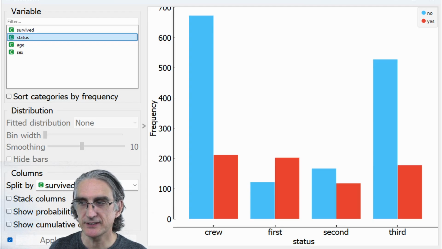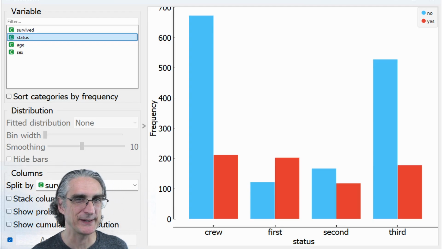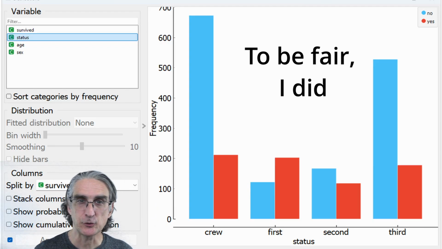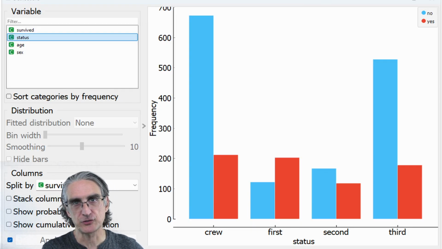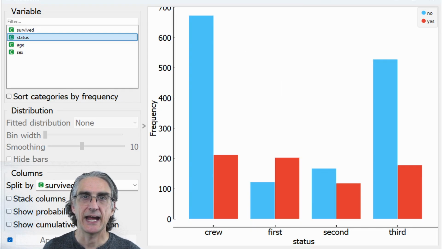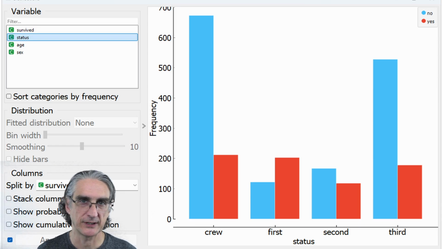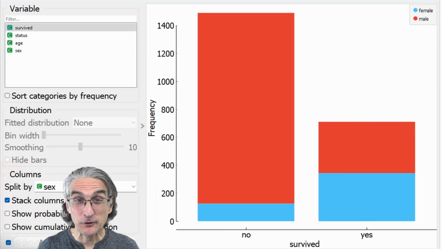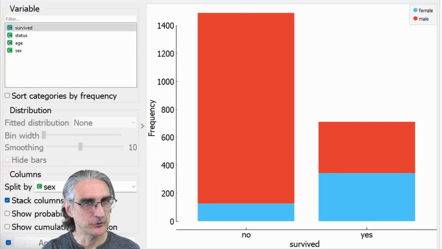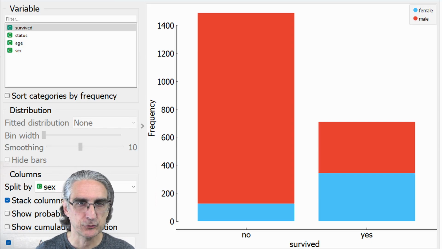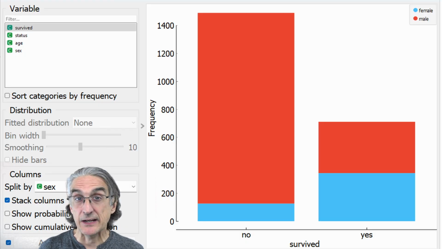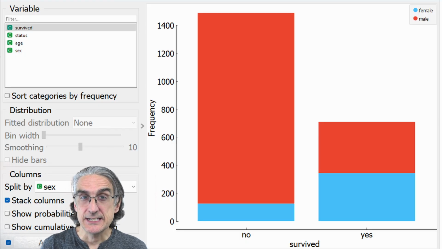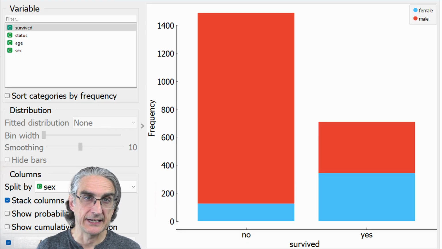It would be easy to have some political commentary here. Realistically speaking, the first class passengers probably were in a better position to see what was going on and be the first ones to the lifeboats to get on out of there. Women and children first. That's what this graph shows. So you can see on this graph that men are coded as red and women are coded as blue. And you'll see the vast majority of men did not survive the Titanic disaster.